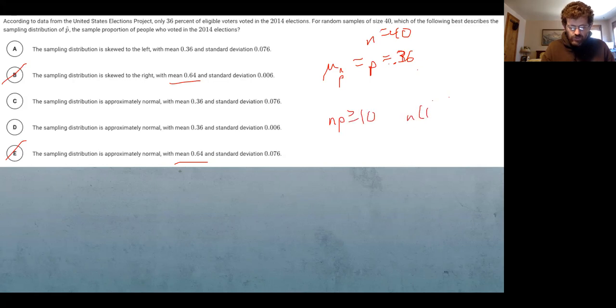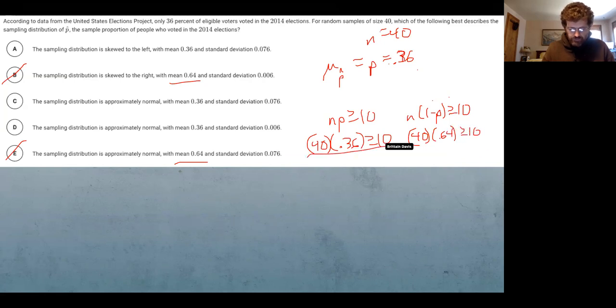N times 1 minus p has to be greater than or equal to 10. And I've got 40 times 0.36. This is really the only calculation we need to do to show that. I say that, but just for completeness's sake, you'd want to do 40 times 0.64 on your AP test. But obviously, this is going to be the smaller number.